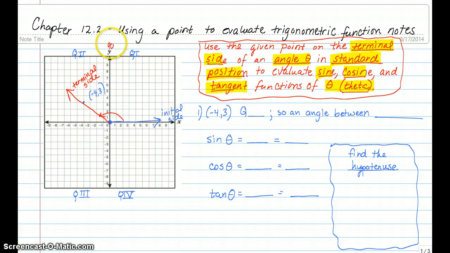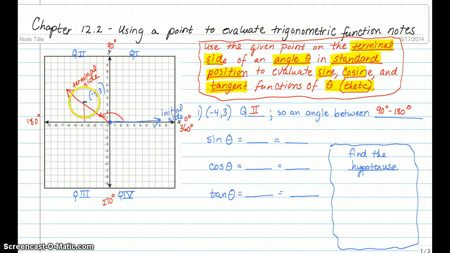Here's 90 degrees, 180 degrees, 270 degrees, 360 degrees. You started here first initially at 0 degrees. All right, so your angle for -4, 3 in quadrant 2 is between 90 degrees and 180 degrees. And it is in quadrant 2. All right, now we're going to be finding the sine, the cosine, and the tangent. In order to do that, we have to make a right triangle. This is right triangle trigonometry.